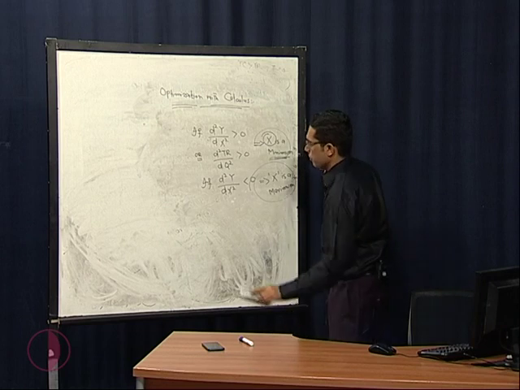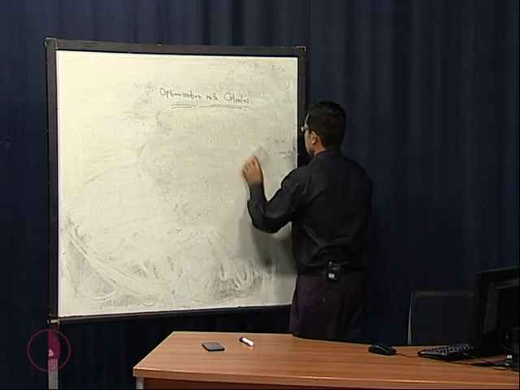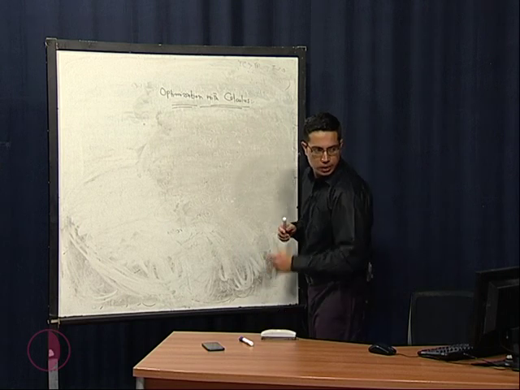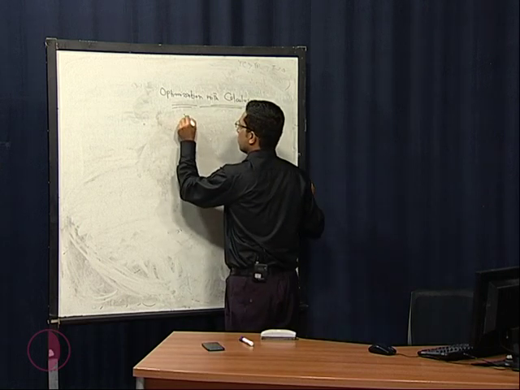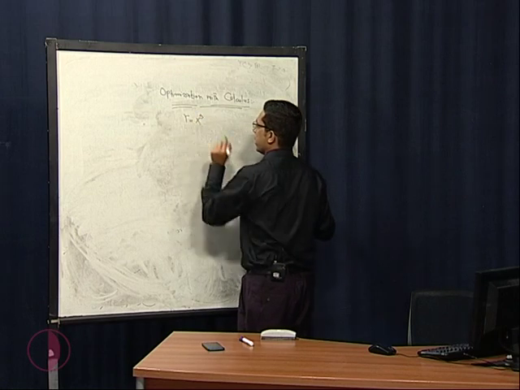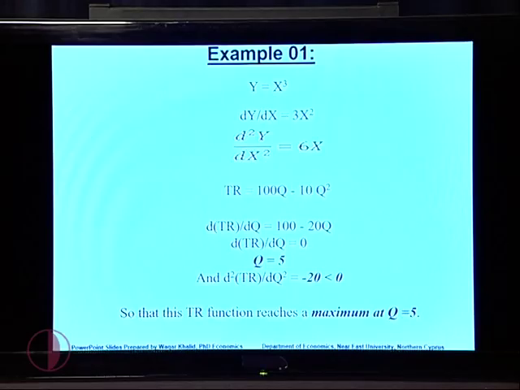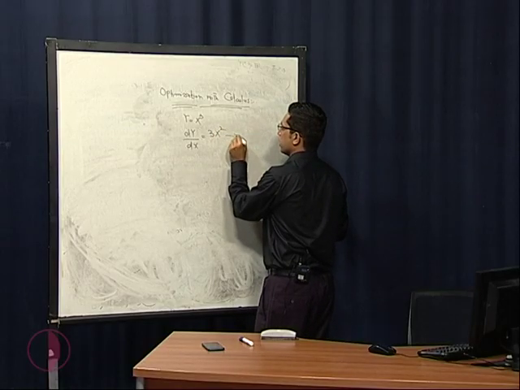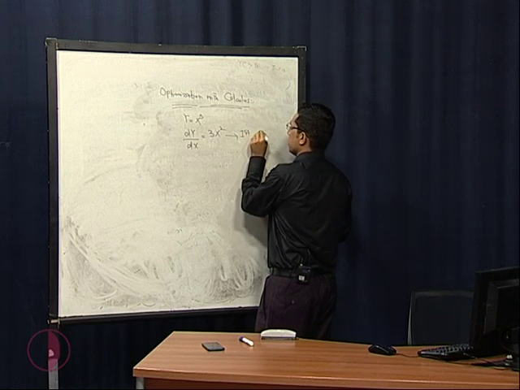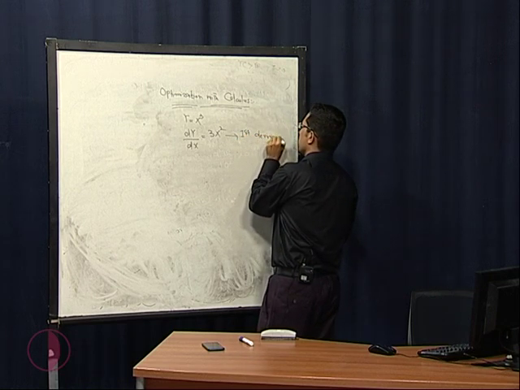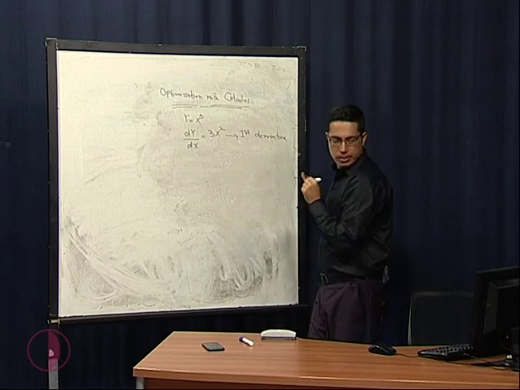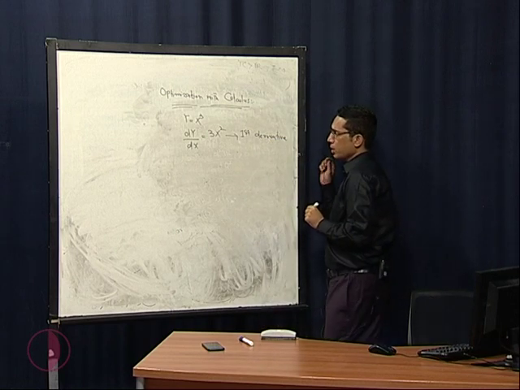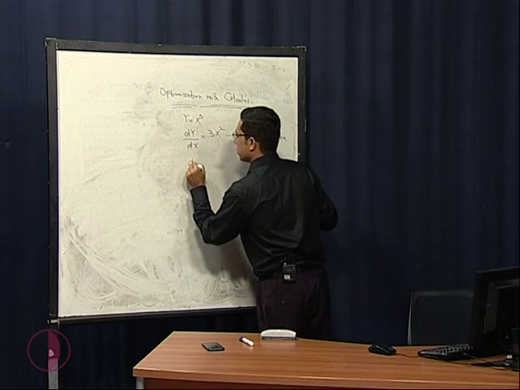For example, we have a function y is equal to x cube. Cubic function, y is equal to x cube. So what will be the first derivative? The first derivative will be change in y due to change in x is equal to 3x square. This is the first order derivative. What about the second order derivative?